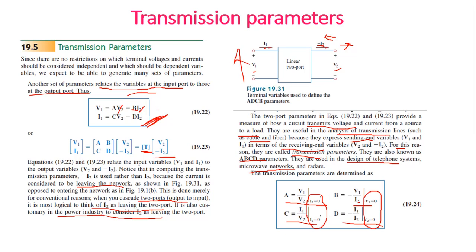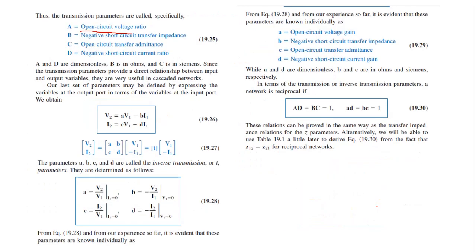So normally when we have port 1 to 2 or 2 to 1, we call it transfer impedance and transfer admittance accordingly, right? So here it is V1 by I2, it is transfer impedance, and it is reverse, so it is negative. So negative transfer impedance at V2 is equal to 0. So negative short circuit transfer impedance.